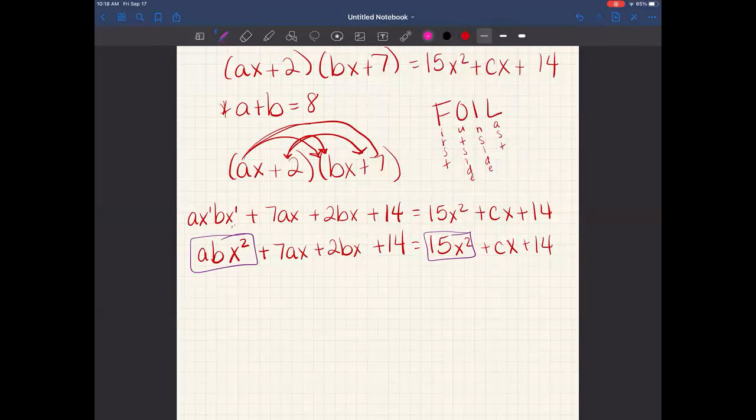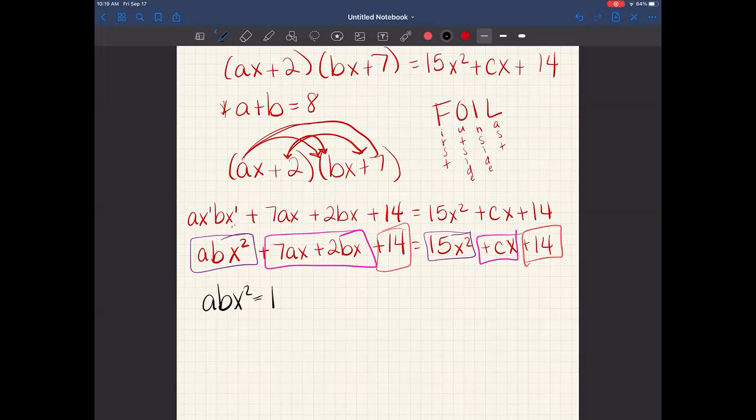Then I have my x with x. And last but not least, 14. We see how 14 matches up? That's what we're looking for. Only we don't really know any of the other numbers, okay? So we can say AB x squared is equal to 15x squared. And then we can say 7ax plus 2bx is equal to cx.